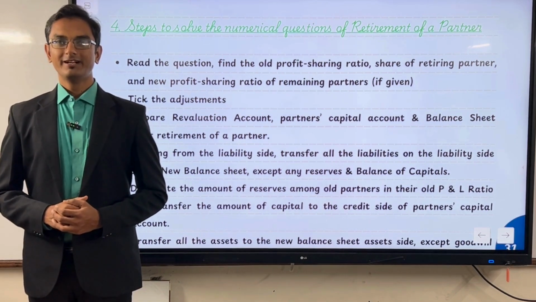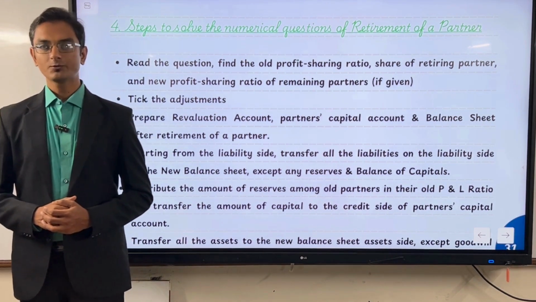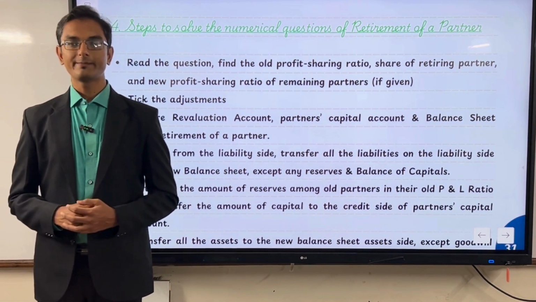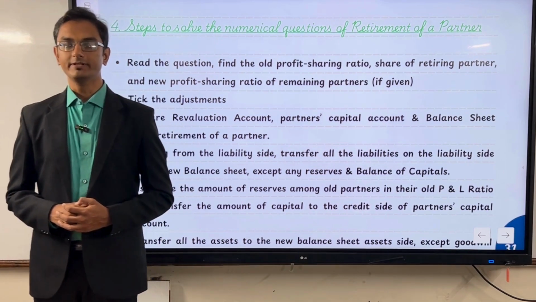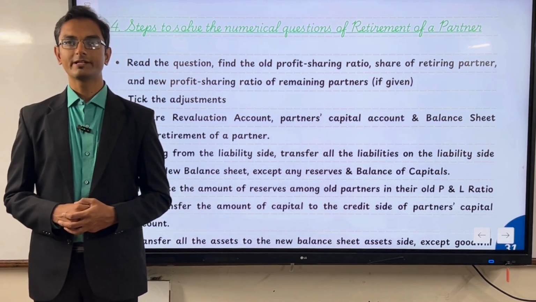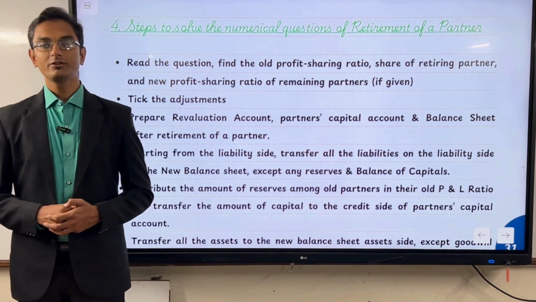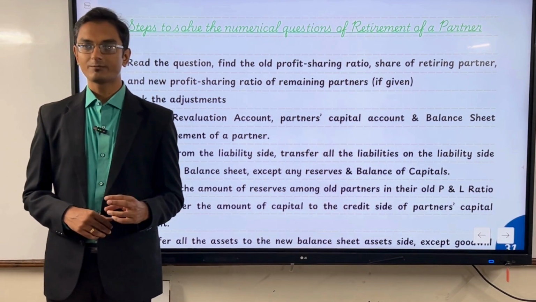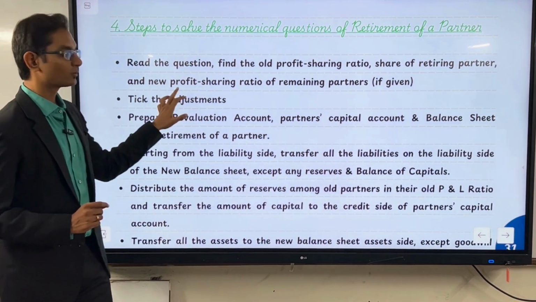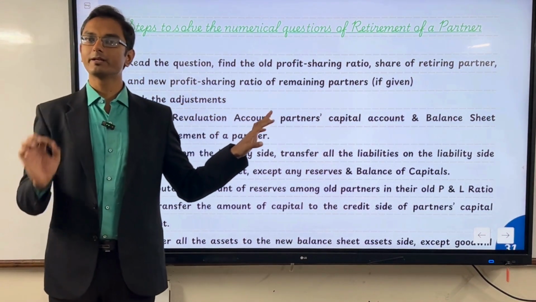Dear learner, in this video we are going to see how to solve the numeric sum of the retirement of a partner. Now see, in the question paper, whenever you find a question regarding the retirement of a partner, the first thing you need to do is read the question properly and tick mark the adjustment. Right, step number 1 is read the question and tick mark the adjustment.